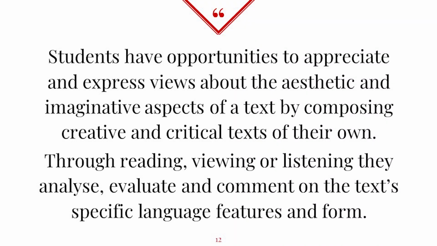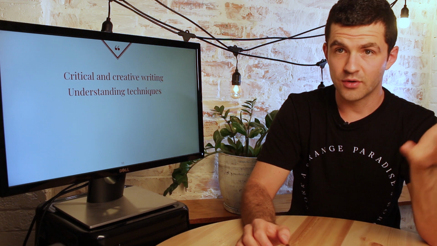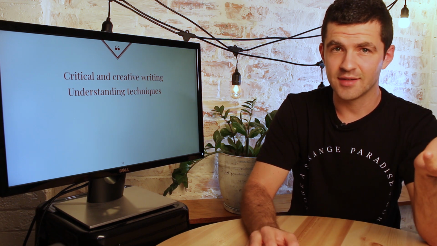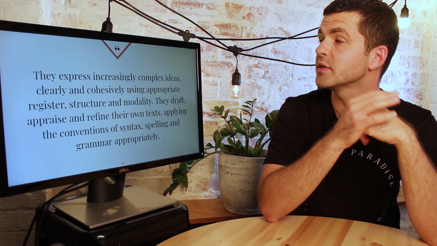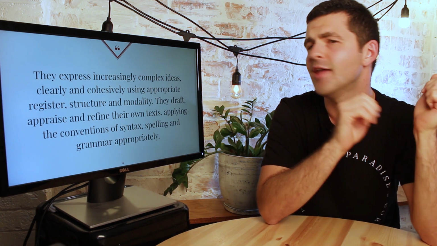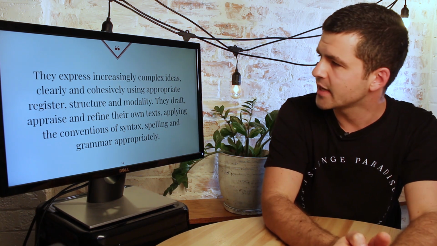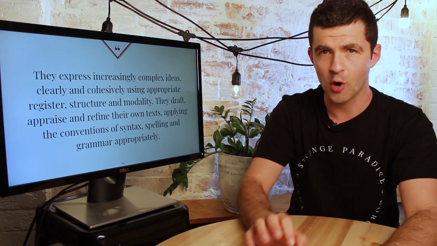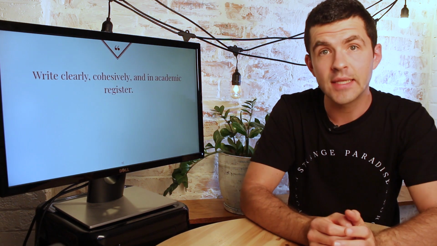Students have opportunities to appreciate and express views about the aesthetic and imaginative aspects of a text by composing critical and creative texts of their own. Through reading, viewing, or listening, they analyze, evaluate, and comment on the text's specific language features and form. You're going to be doing critical and creative writing, and make sure you understand techniques. That's all that means. They express increasingly complex ideas clearly and cohesively using appropriate register, structure, and modality. They draft, appraise, and refine their own texts, applying the conventions of syntax, spelling, and grammar appropriately. What that means is write clearly, cohesively, and in academic register.